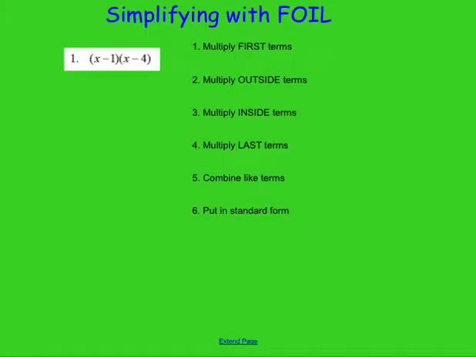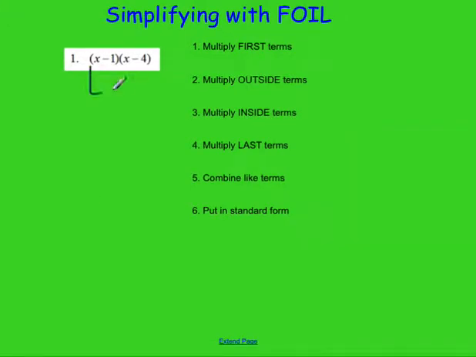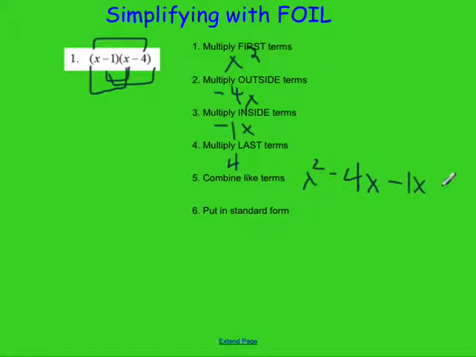So let's take a look at each of these. If you were to use FOIL, okay, FOIL looks like this. You're going to multiply the first term. So x times x is x squared. Multiply the outside terms. x times negative 4 is negative 4x. Multiply the inside terms. Negative 1 times x. Multiply the last terms, which is 4. So now we need to combine like terms. So we have x squared minus 4x minus 1x plus 4.